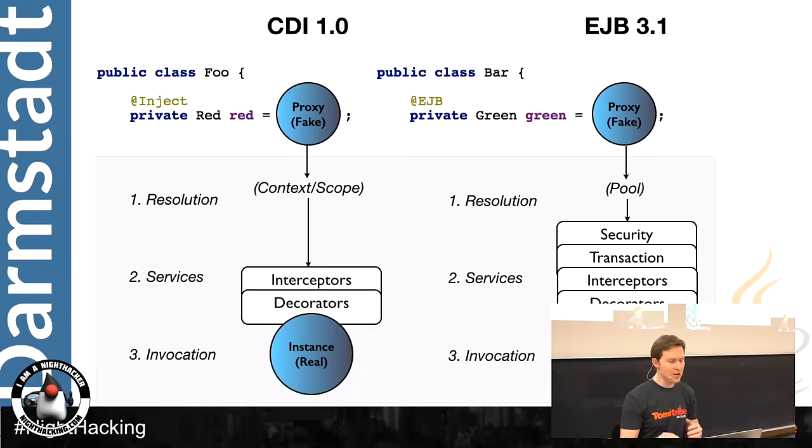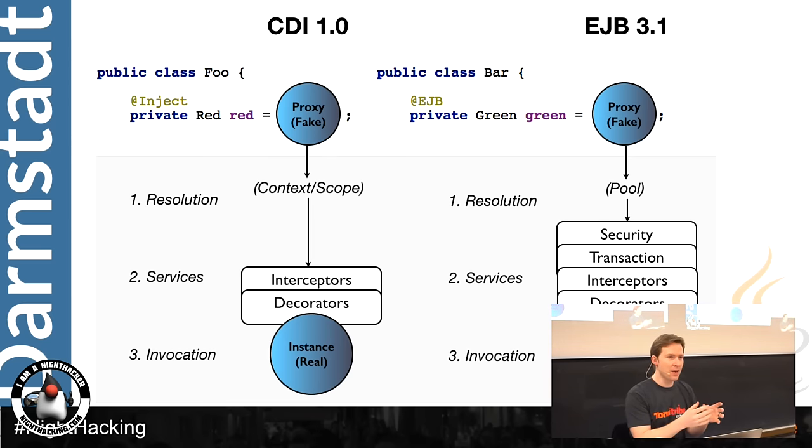In order to understand this portion of the talk, you've got to memorize this picture and understand every portion of it. By the way, who knows what a proxy is? Good, good. Just making sure. Effectively, a proxy is a fake version of the bean, and that is what's actually injected. When you use @Inject or @EJB and get an EJB injected into your class, you're actually talking to a fake version of the bean.